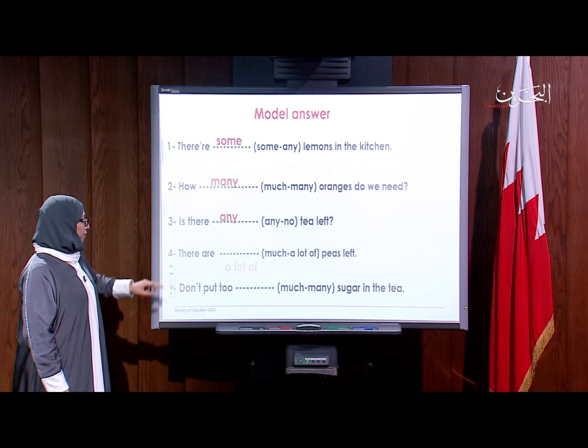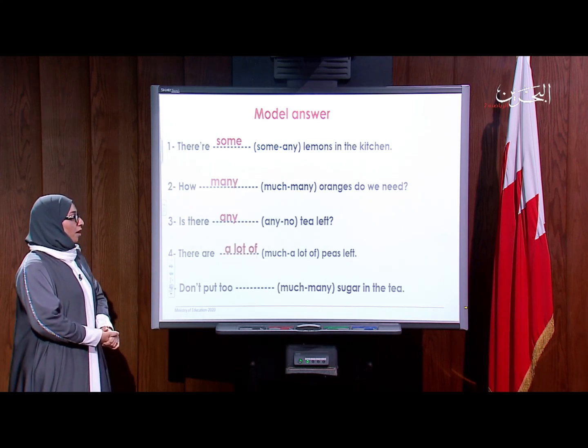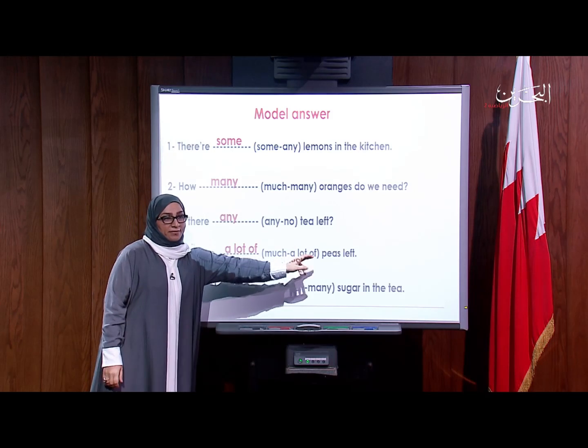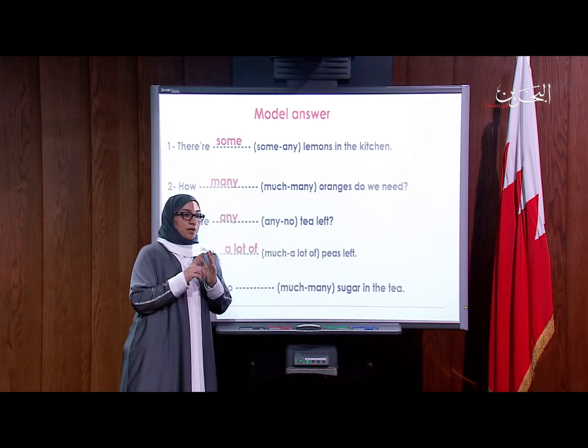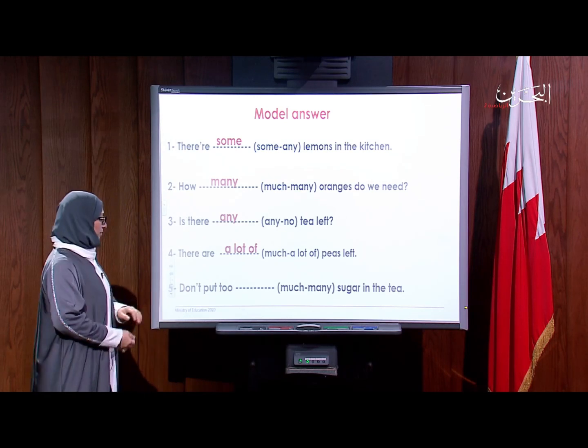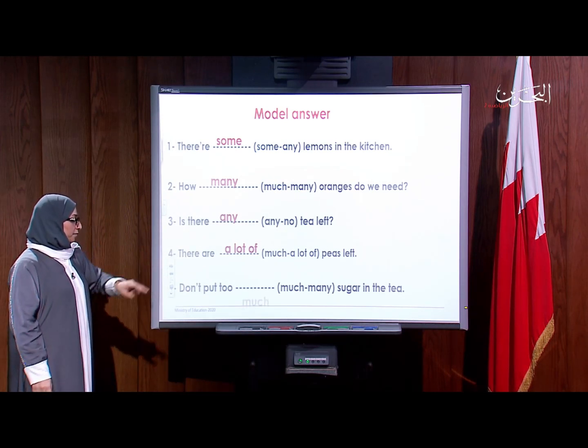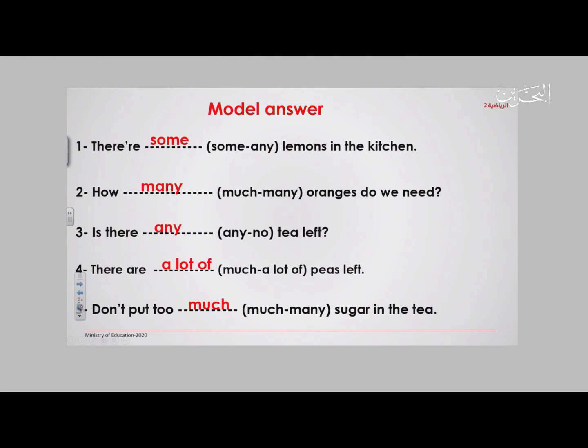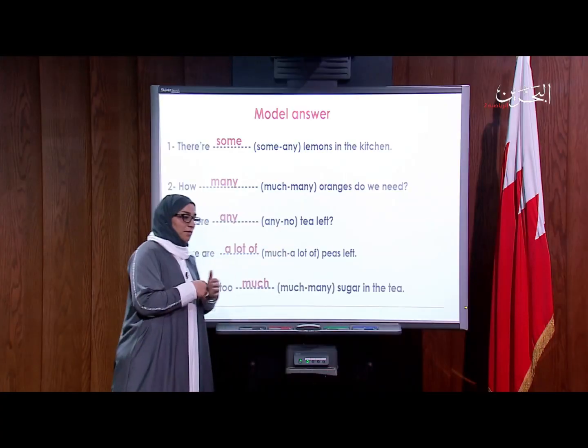Let's go to number 4. There are a lot of peas left. Peas, countable. I cannot use much with it. Last sentence. Don't put too much sugar in the tea. We know that sugar, again, it's uncountable. We use much with uncountable. I hope that you have all of them right. Even if you have a mistake, no problem. You can practice again and again and go back to the previous slides.